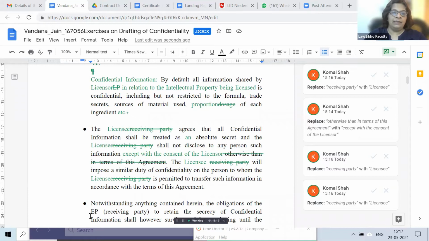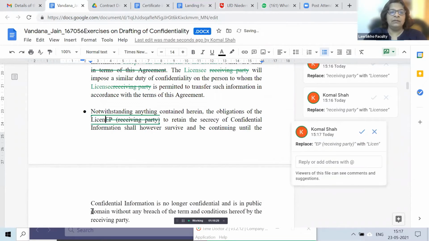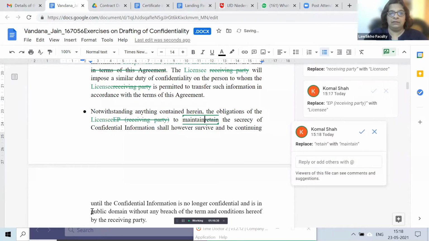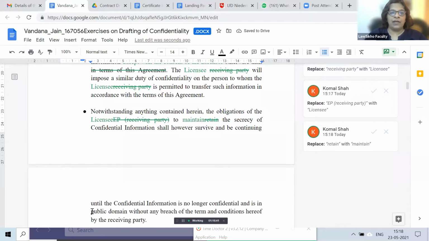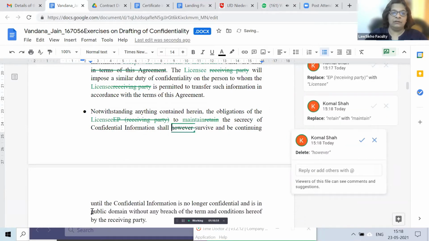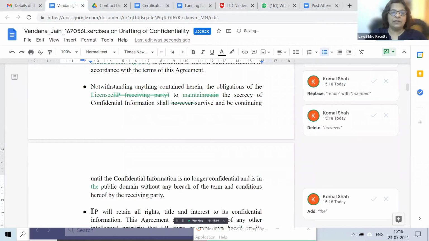So here again we will say that notwithstanding anything contained herein, the obligations of the licensee to maintain the secrecy of confidential information shall survive and be continuing until the confidential information is no longer confidential and is in the public domain without any breach of the terms and conditions hereof.